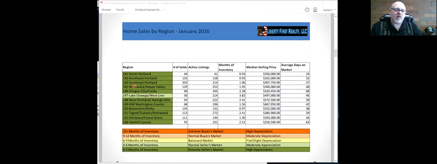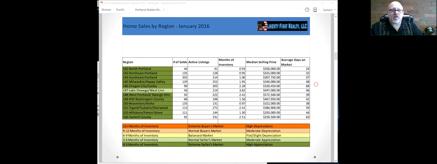And if you take a look at the color coding in the key below, each color coding tells you whether you're in an extreme seller's market with high appreciation, which is the majority of the region, or for Lake Oswego, West Linn, we have a normal seller's market, but it's still weighted towards the sellers with moderate appreciation. So we can talk about strategy between listing and buying when you're in those various market segments.